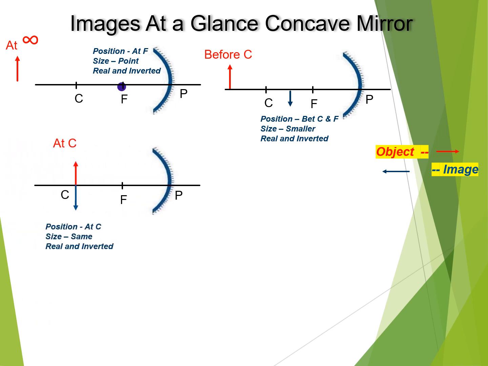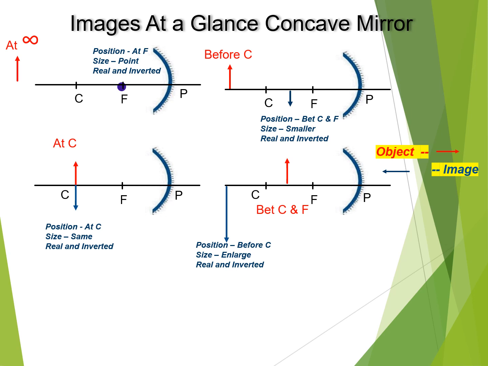The third condition is if the object is at center of curvature, the image shall also be formed at center of curvature. This position is very important. Many times the question comes, where will be the image formed if the object is placed at center of curvature? Then the size also becomes equal now. Size of the image is now equal to the size of the object, and it shall be real and inverted.